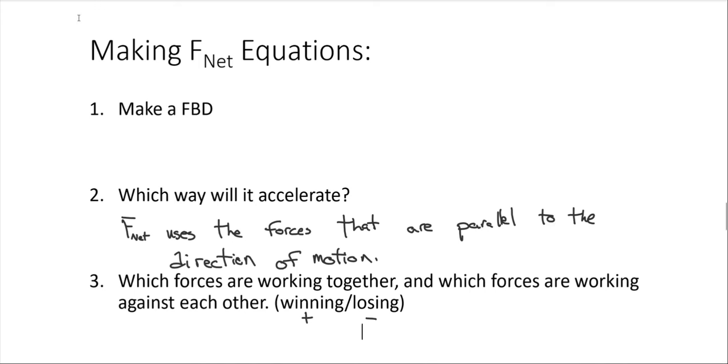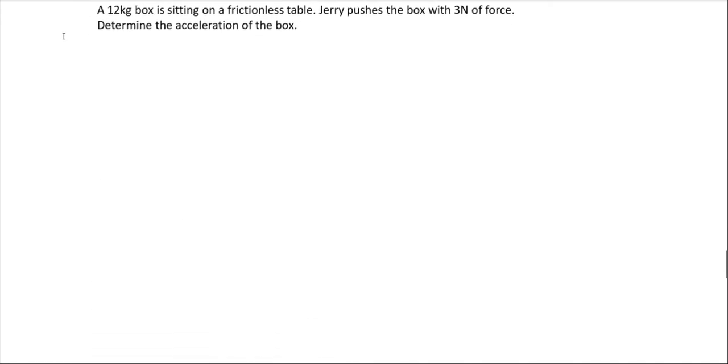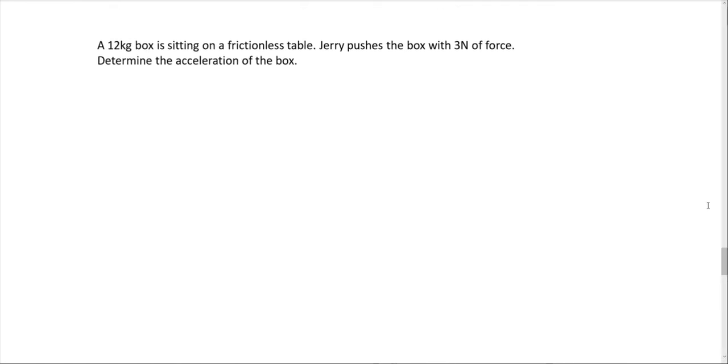Now that we've looked at making equations and making our free body diagrams with applied forces, let's try a couple problems. So here we go. There's a little thing that's missing here, so I'm going to make an adjustment as we complete this. Let's read the question. A 12-kilogram box is sitting on a frictionless table. Jerry pushes the box with a 3 Newton force to the right.